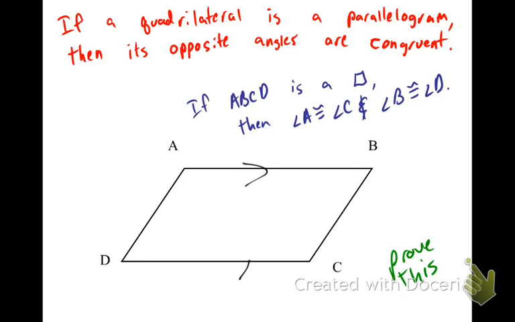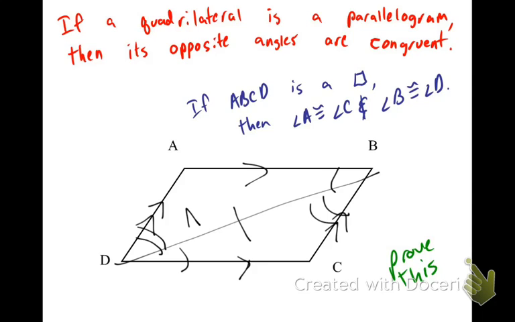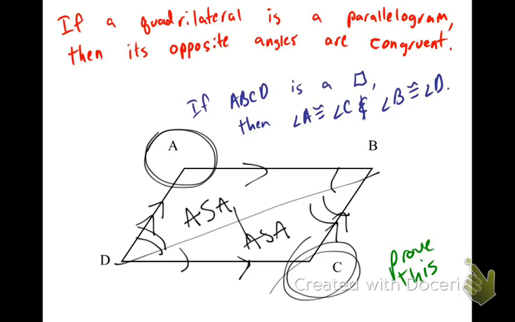If I start with it's a parallelogram, and I draw an auxiliary line, and I say that those are congruent and those are congruent because if the lines are parallel, then alternate interior angles are congruent, then we know that we still have angle side angle for here. Now we can say CPCTC for A and C. So we'd have two sets.